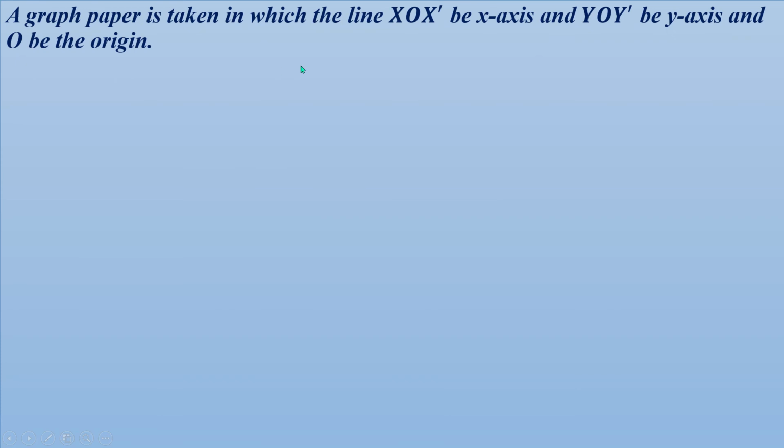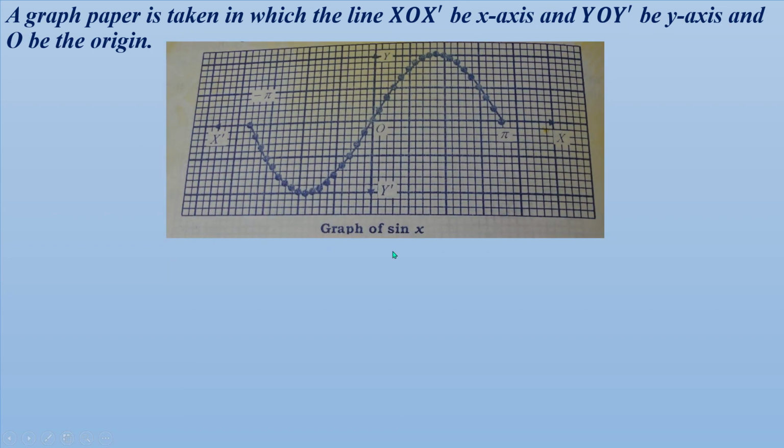Now take a graph paper in which the line X'X is the x-axis and Y'Y is the y-axis, and O is the origin. We know this because we solved this type of math in class 6 before, and the graph of sin x will be like this. At first you have to put the points on the graph paper, and by joining the points freehand you will get a curve.